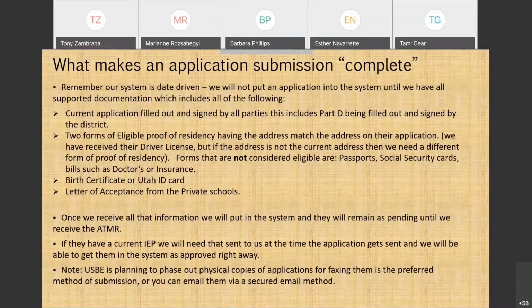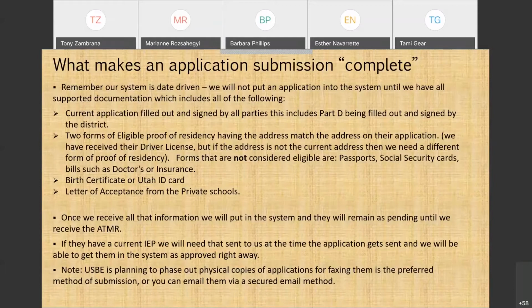We also have two forms of proof of residency, having the address match the same address on the application that they filled out. We actually have been receiving a few, like the driver's license, where their address is not matching the address on the application. At that point, we cannot use that as a form of residency because it's not matching. So we would need another form of proof for that. So if the LEAs notice that as well, then at that point they could make sure that they bring in something else that is on our eligible list.